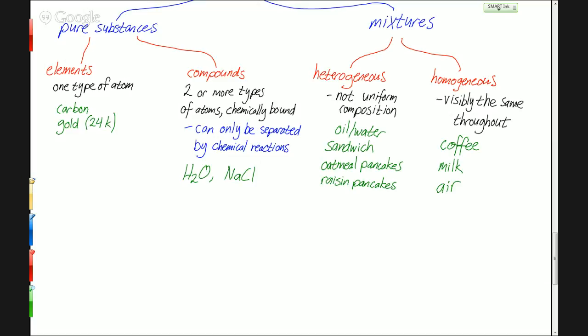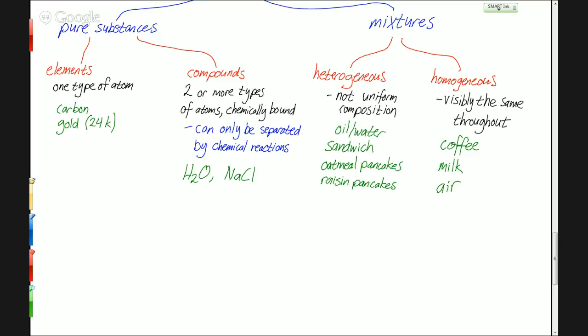The distinction of having oatmeal or raisin there is actually important, because if we just said pancakes, that might fit better over in the homogeneous side, because the pancake looks the same all throughout. It's got a lot of stuff in it, made out of a lot of different kinds of atoms, but it's visibly the same. With oatmeal pancakes, you can see the little oats in it, depending on how much you grind your oats. And with raisin pancakes, you can certainly see the raisins in them.